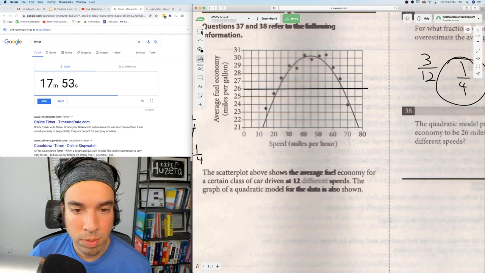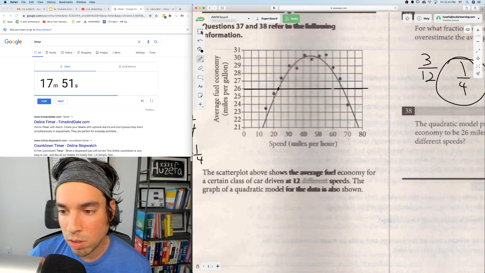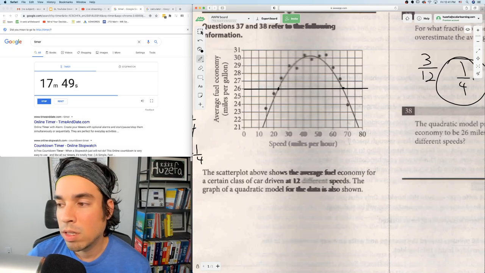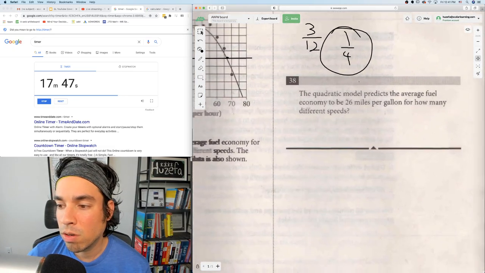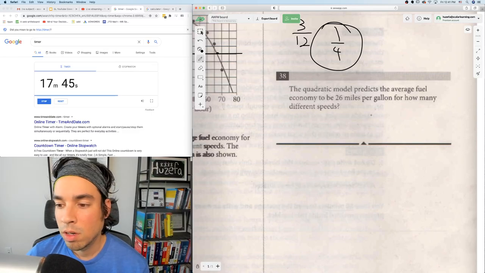But there's 26 miles per gallon. Here's the model. One, two. Two speeds. They don't want to know the speeds. They just want to know how many. And it's two. And that is it.